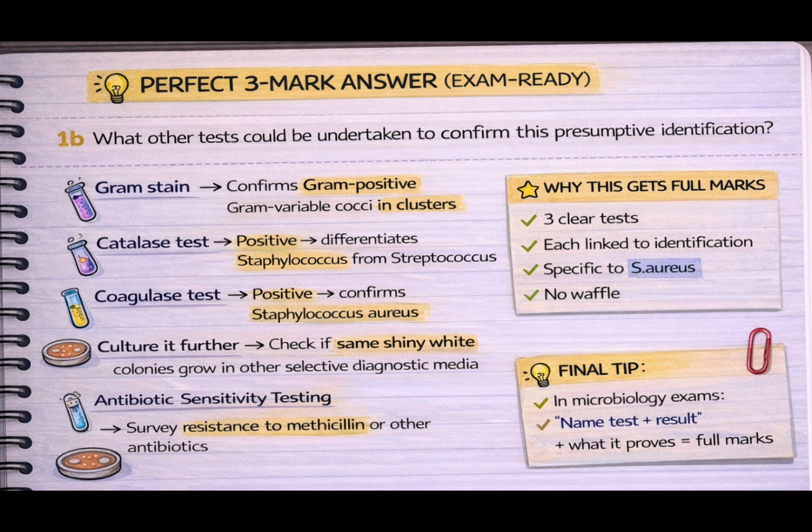Additional tests we can also do: culture further on selective media to confirm consistent colony morphology, and perform antibiotic sensitivity testing to check for resistance, such as MRSA. Final takeaway: gram stain, catalase test, and coagulase test together confirm that the organism is Staphylococcus aureus.